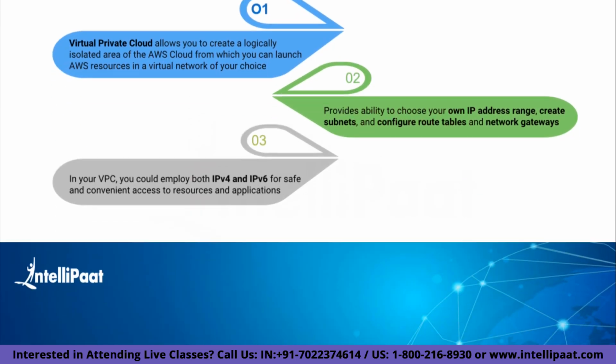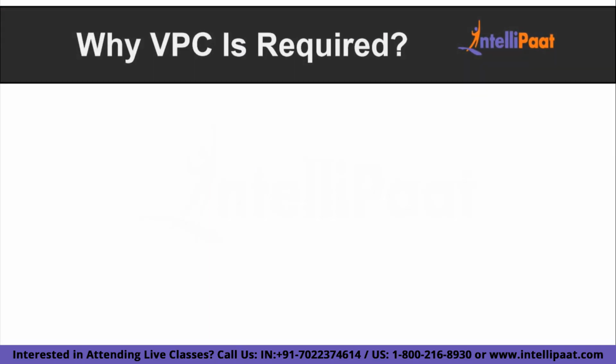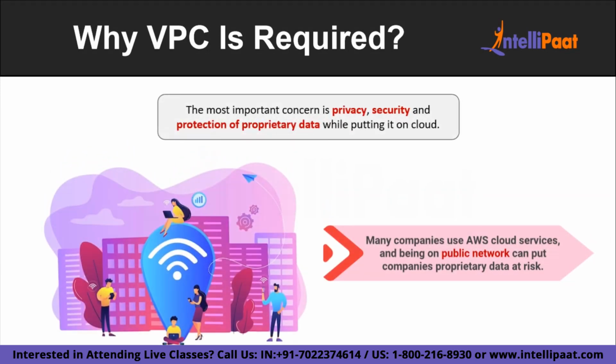Moving forward, let's discuss why a VPC is required for an enterprise using the cloud or migrating to a cloud. The most important concern is privacy, security, and protection of proprietary data. I mean, there are many companies out there using AWS cloud services, and being in the public network of AWS can put data and operations of organizations at risk of leakage. And on a public network, there will always be a high traffic, plus you won't be able to control the entirety of a network, right? That is the reason why all organizations want private networks of their own over cloud service. And this is the point where VPC steps in.